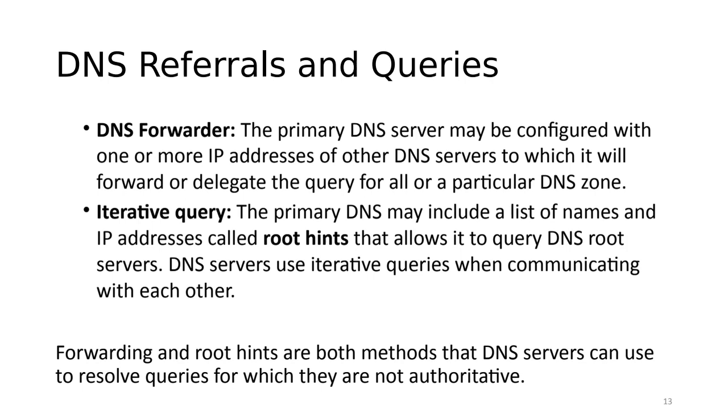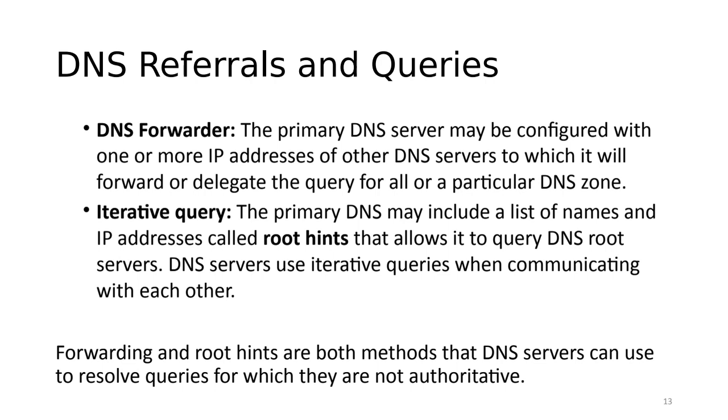So DNS servers, when they are talking with each other, they are using iterative queries. And the meaning of the word iterative is that it is intermittent, from here, there. Many servers are responding. Forwarding and root hints are both methods that a DNS server can use to resolve queries for which they are not authoritative.